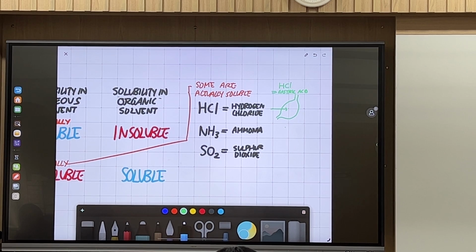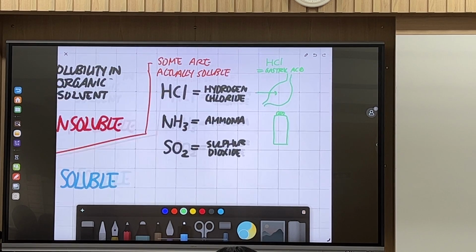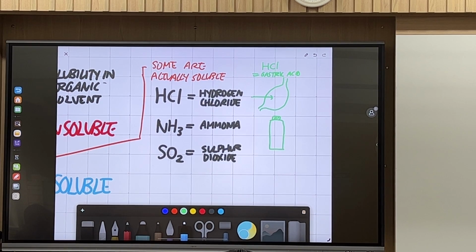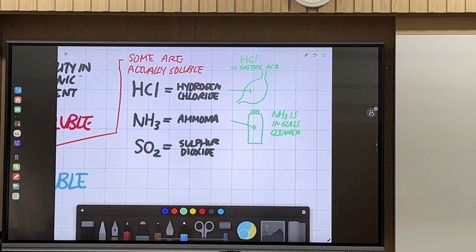Ammonia you can find in glass cleaner. If you have mopped the window before with some kind of glass cleaner, that's ammonia inside. And because it is soluble, you can turn it into a solution. So ammonia is in glass cleaner. If it is not soluble, you wouldn't be able to make a cleaner of any sort with it because it won't dissolve. But it does dissolve. So that's why you can find it in glass cleaner, a solution.